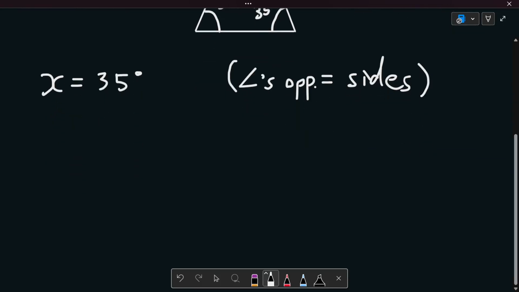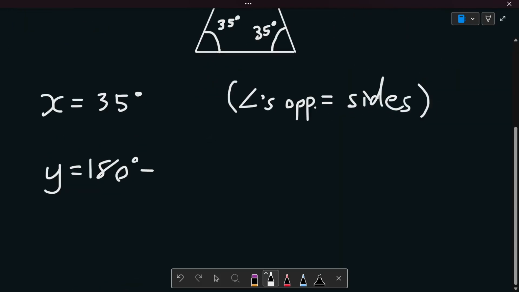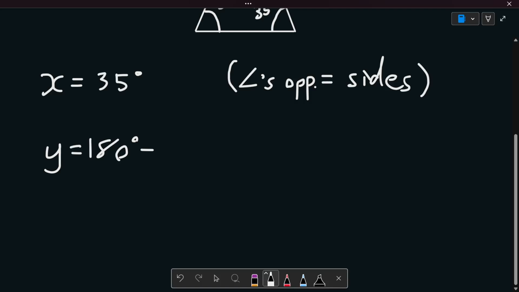And which reason is that? That is the sum of angles in a triangle. So we're going to look at it like this. We're going to say y is equal to 180 degrees minus 35 degrees minus 35 degrees.